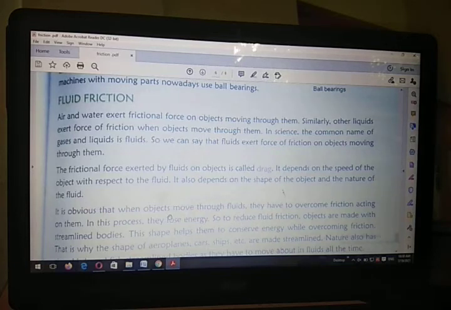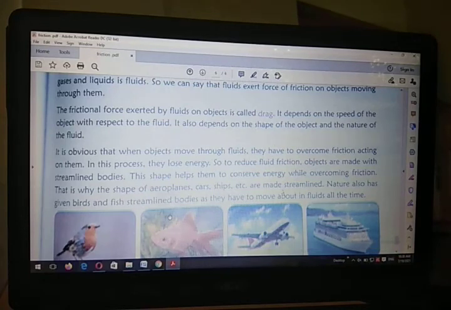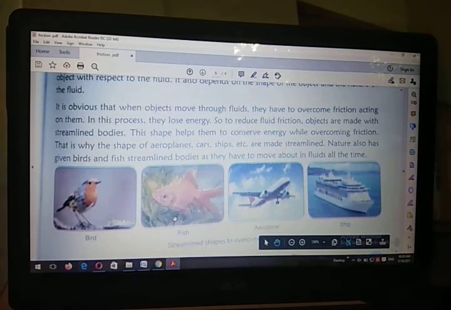So it is obvious that when an object moves through fluids, it has to overcome the friction acting on it. An object like a bird moving through a gas like air has to overcome the friction acting on it. In this process, they lose energy. So to reduce fluid friction, what do we need? The objects are made with a streamlined body. Now what is the meaning of streamline? It is a shape, due to which the frictional force exerted by the fluids is less. This shape helps them to conserve energy while overcoming friction.